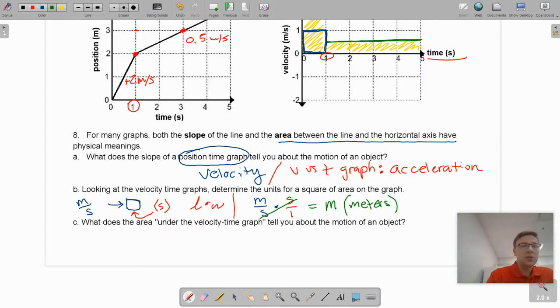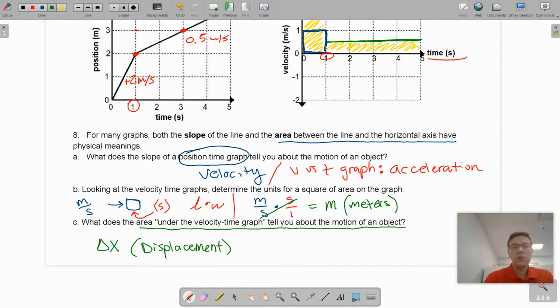So what does that mean? This next question says, what does the area under the velocity versus time graph tell you about the motion of the object? Well, if the area has units of meters, what do we measure in meters? It would be distance or displacement. We're talking about velocity, so in this case, it would be displacement. So this tells you delta x, which is displacement.